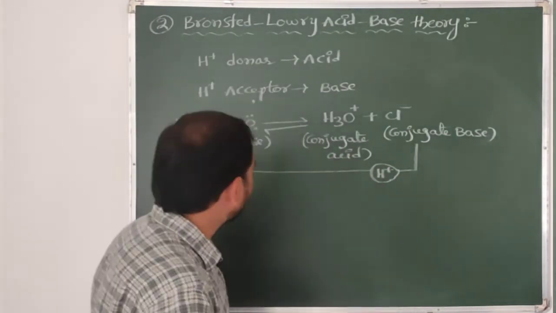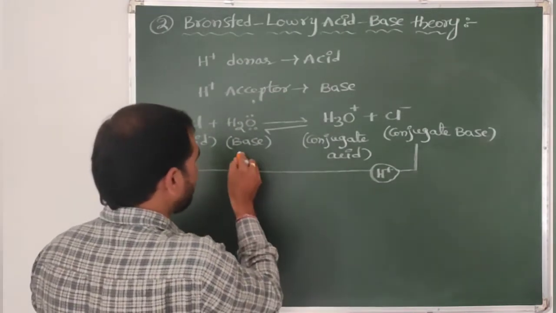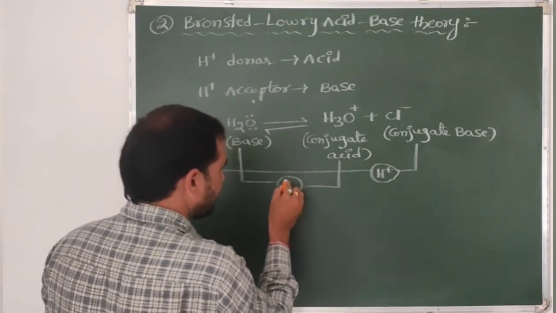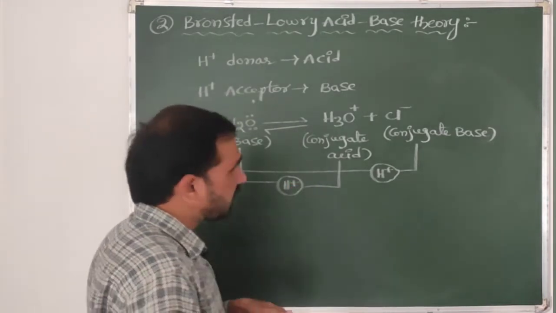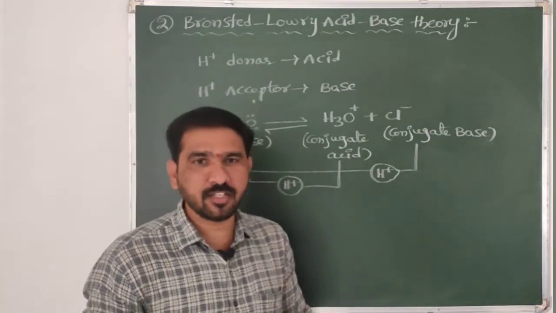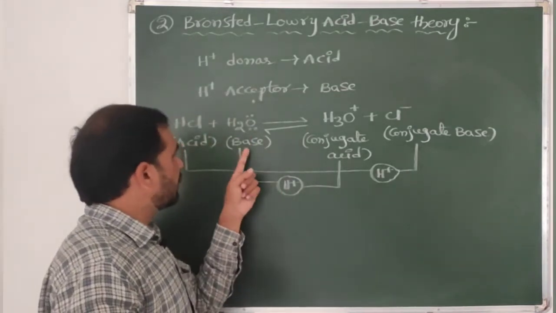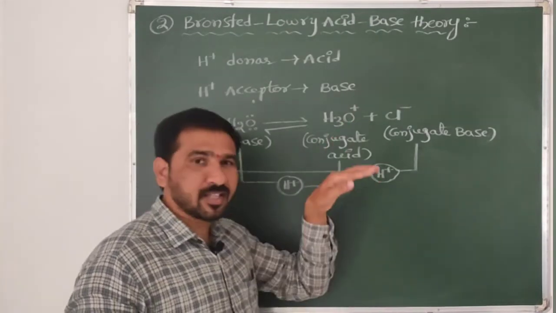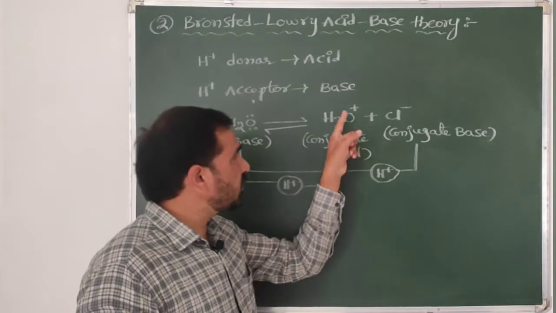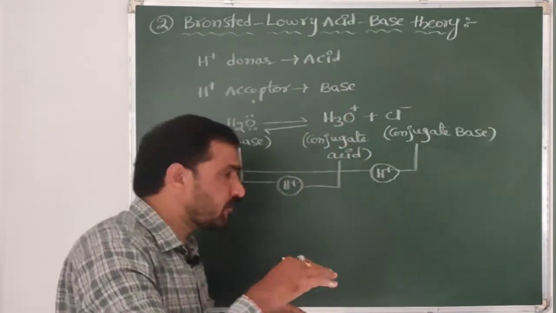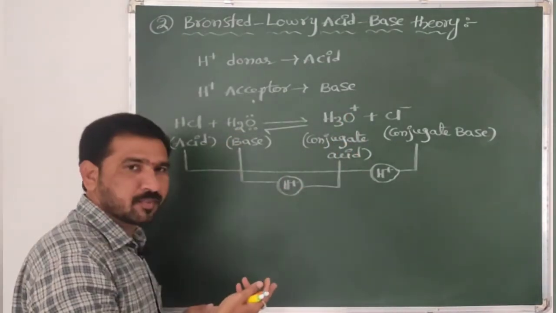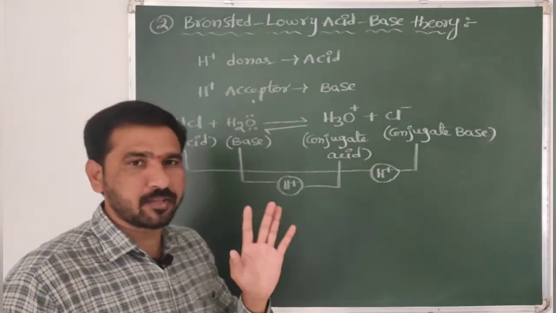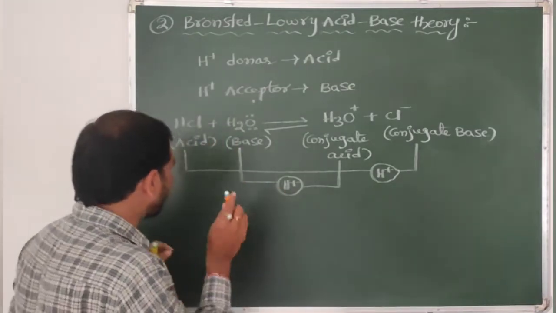Is it clear? Then what about H2O and H3O plus? Here also one proton differs, so this pair is also taken as a conjugate acid base pair. Therefore H2O is the conjugate base of H3O plus acid, or H3O plus is the conjugate acid of H2O base. So in this reaction, H2O acts as a base. Is it clear? Then let me take the next reaction.